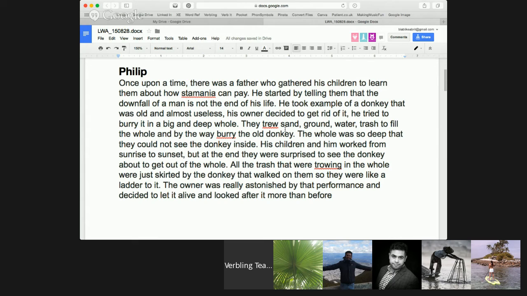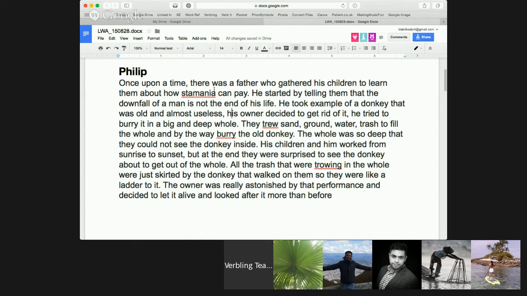The owner was really astonished by that performance and decided to let it alive and looked after it more than before. Awesome, Philip. Is this a tale from your country or a traditional story, or did you make it up? Yeah, it's from my country. I thought it sounded very wise. If you'd made this up, you'd be very wise. Very good. I love the story.